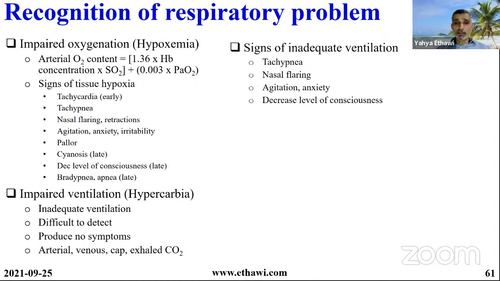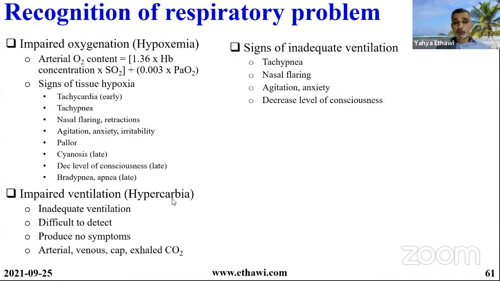Pallor is also a sign of hypoxia. Cyanosis is a very late sign. As you know, saturation should drop by 25 or 30%. Decreased level of consciousness, by AVPU or by Glasgow Coma Scale, and bradypnea or apnea are also late signs of impaired oxygenation.